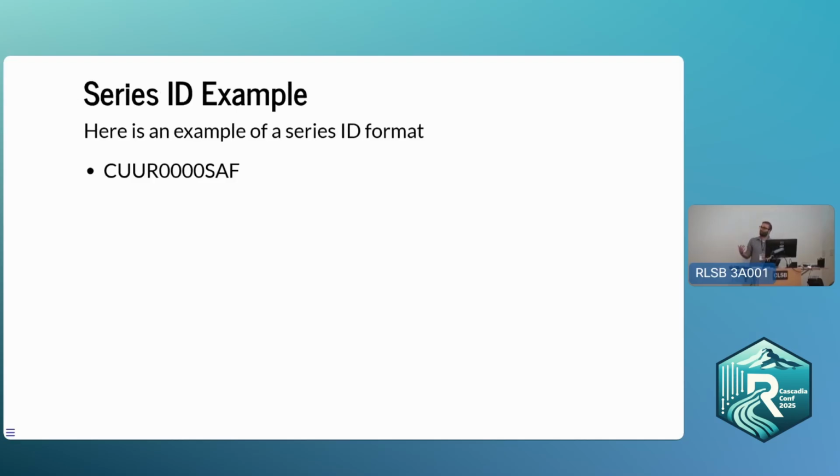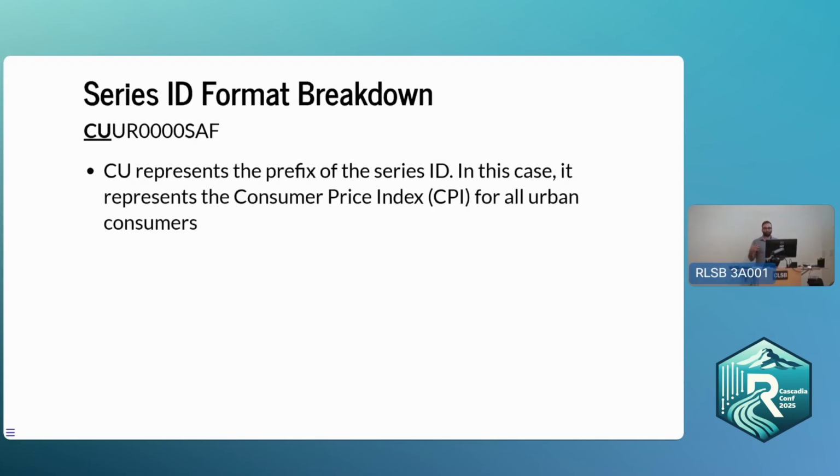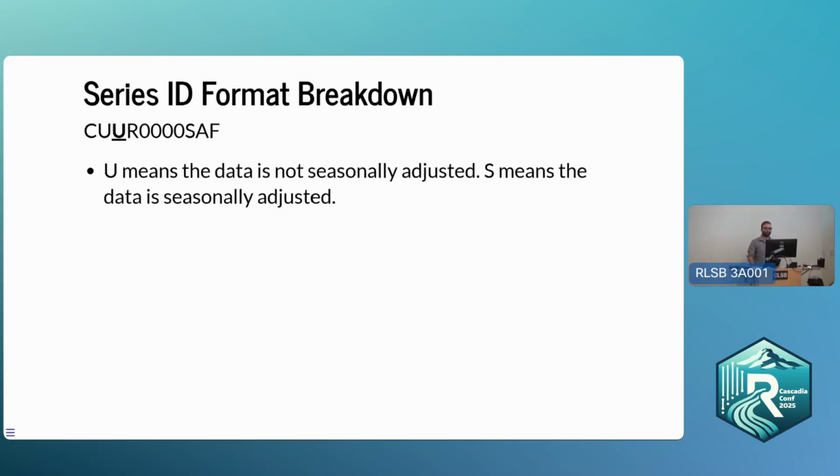So here's an example of what a series ID looks like. Those first two digits represent the prefix of the series ID. In this case, we are looking at the consumer price index data for all urban consumers. This is a very popular series that measures how prices have changed over time in certain categories. The U in this ID means that the data is not seasonally adjusted. Now, if there is an S instead, that means that the data is seasonally adjusted.